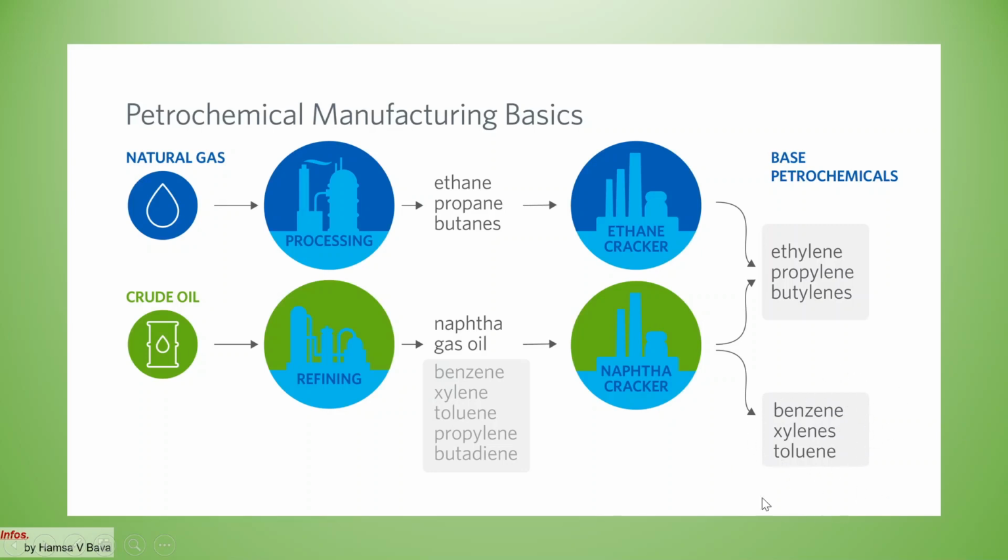These are aromatic hydrocarbons. From natural gas processing, we get ethane, propane, butane. Then in the ethane cracker, we will get ethylene, propylene and butylenes. So these are the basic petrochemicals. From these we can make a number of value added petrochemical products that we use daily in our normal life.